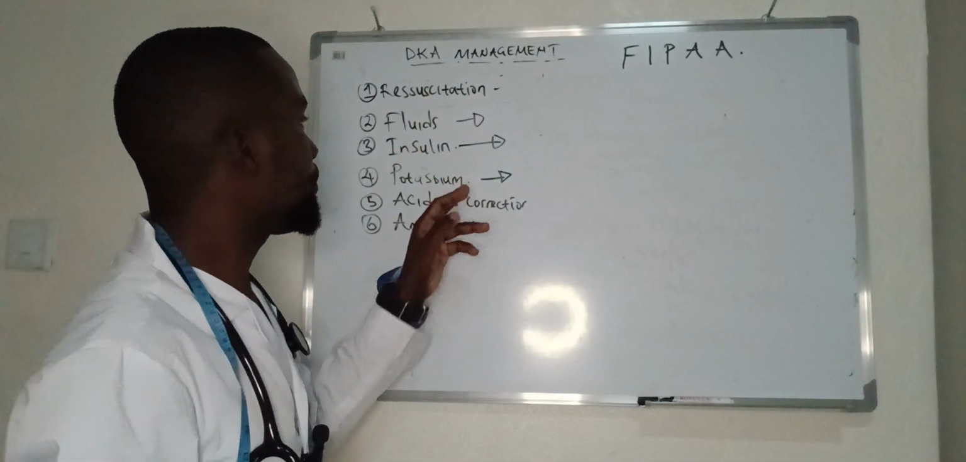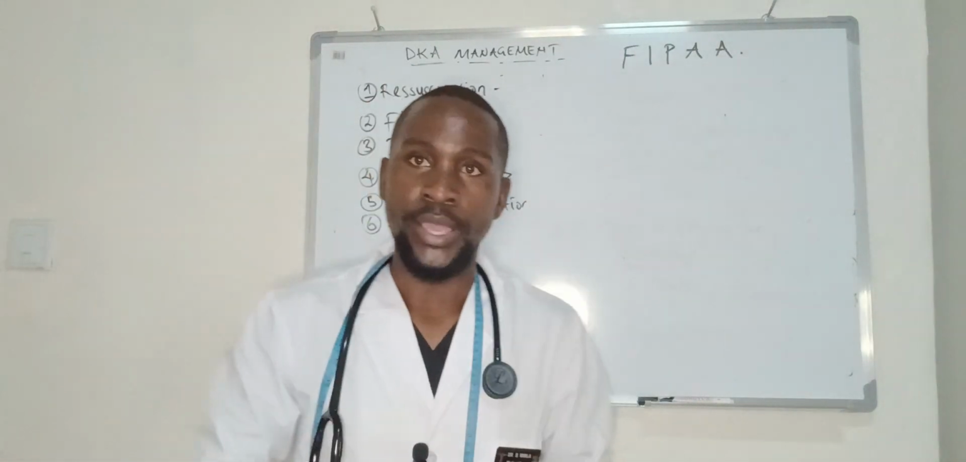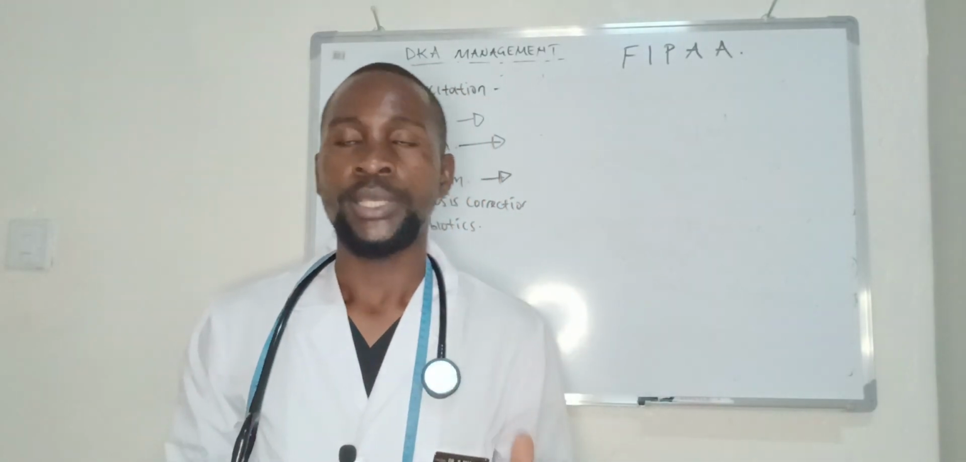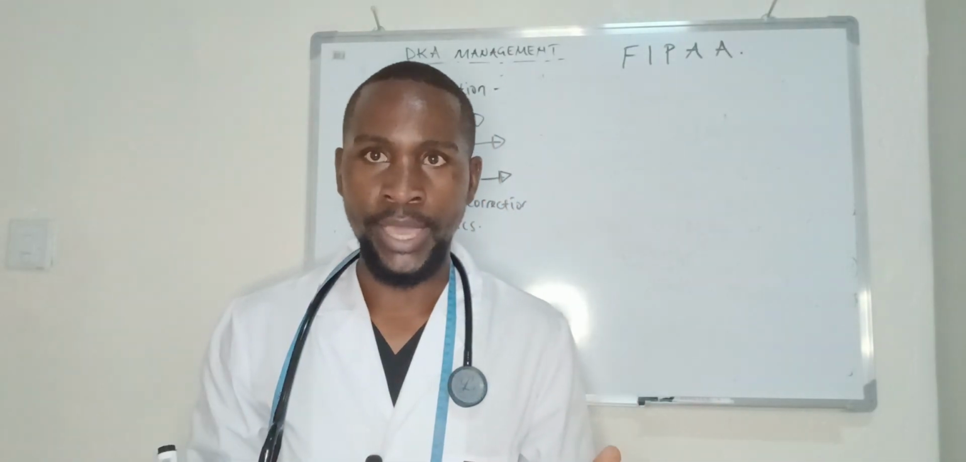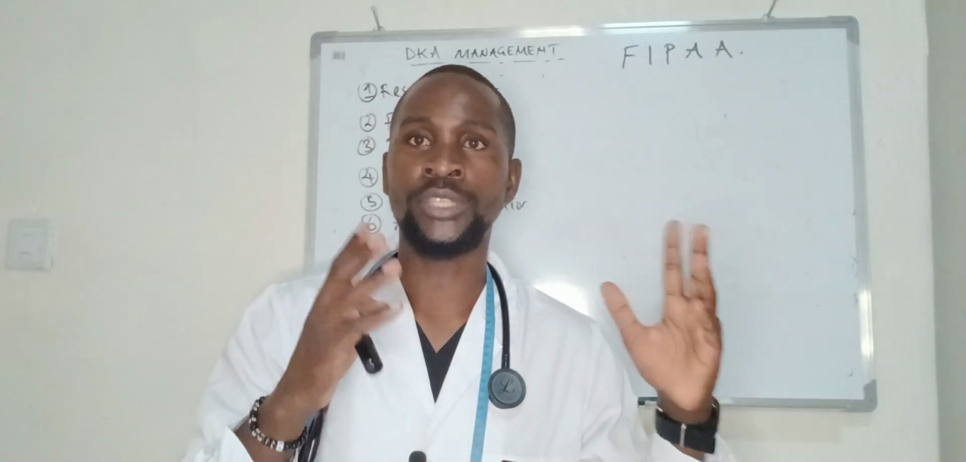Now the potassium replacement in this patient is important. Why? Remember, I already explained in the previous videos that this patient who has DKA has acidosis, meaning they have a high concentration of hydrogen ions in blood.